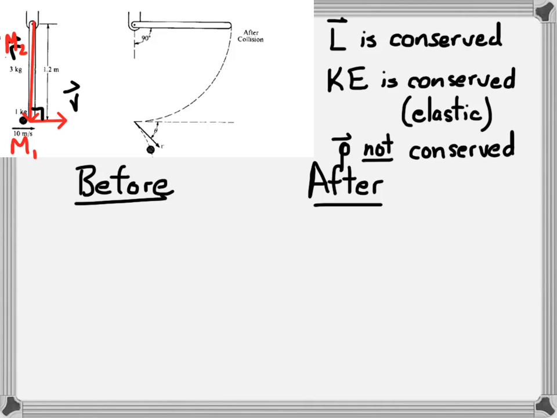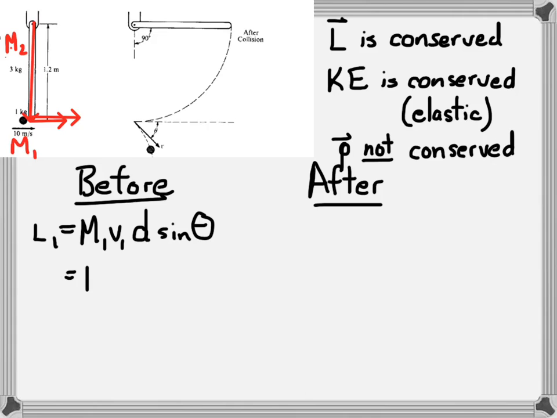So I'm going to call the ball M1, and I'm going to call the bar M2. Let me erase those comments that I just made there about r and v. Don't need those anymore now that you understand where that sine theta term comes from. Okay, so the angular momentum of the ball just before the collision is mass times velocity times its distance from the center times sine theta. And in this case, theta is 90 degrees. And so we can just plug in the information we were given in the problem.